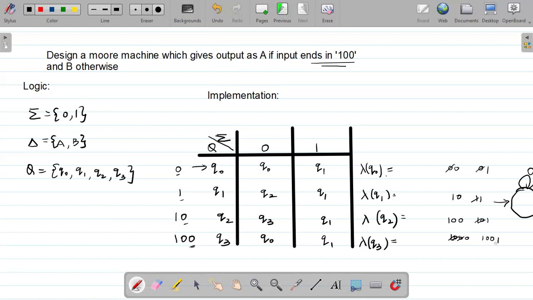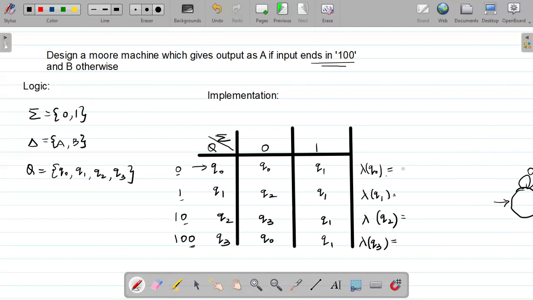100 followed by 1. For 101, there is no state. 01, there is no state. Single 1, there is a state, which is Q1. So this is the table similar to our previous problem. The output mapping, in this case, it's different. It's written in the question that if it ends in 100, that time the output will be A, otherwise it is B.